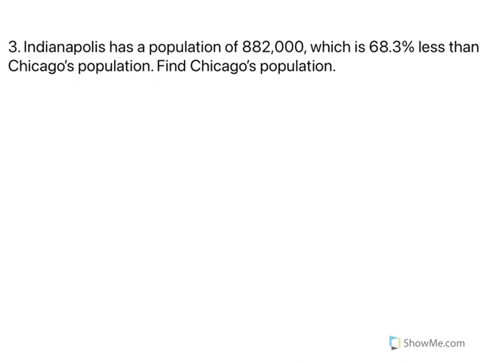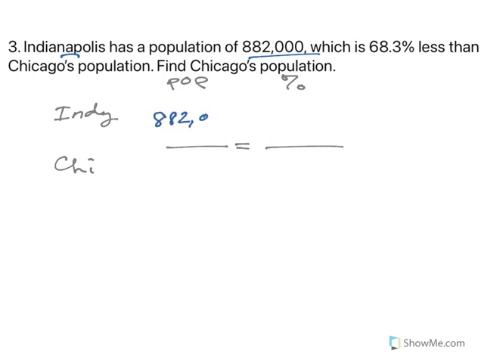Number 3. For some of these, you really should hit pause, try to do them yourself, and then come back and check them out. So Indianapolis has a population of roughly 882,000, which is 68.3% less than Chicago's population. Find Chicago's population. So we're comparing Indy to Chi-Town. Again, we're talking population. Our other ratio will be percents. What do we know? Indianapolis population 882,000. Which is 68.3 less than Chicago.